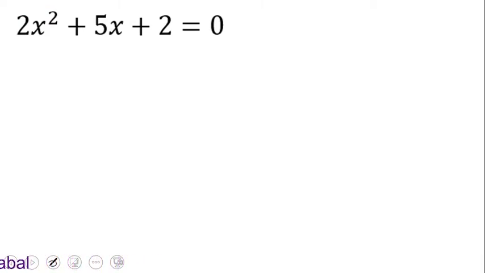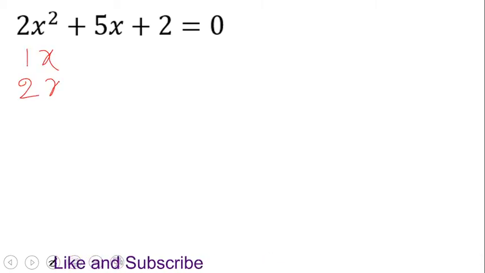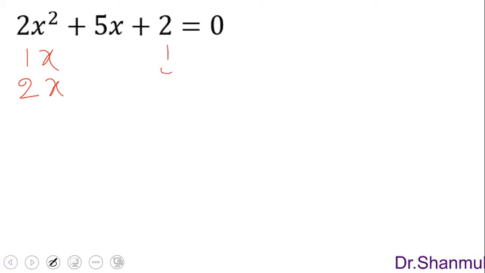So it is 2x square plus 5x plus 2 equal to 0. Now the x square coefficient is 2. So factors of 2, that is, the multiplication of 2 numbers should give 2. That is, 1 2s are 2. So along with this, x we have to introduce. I have introduced here. Then further 2 is there. Factors of 2 I write. So it is 1 2s are 2 here.